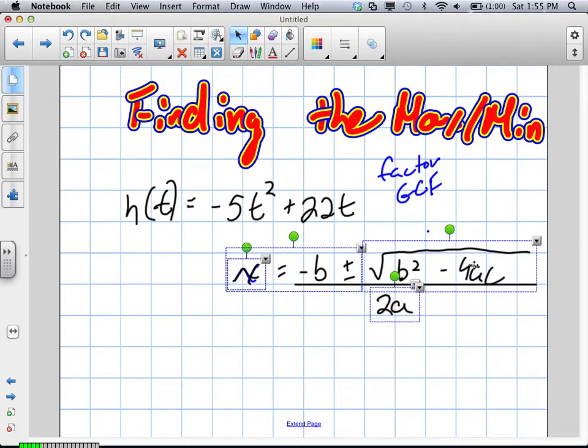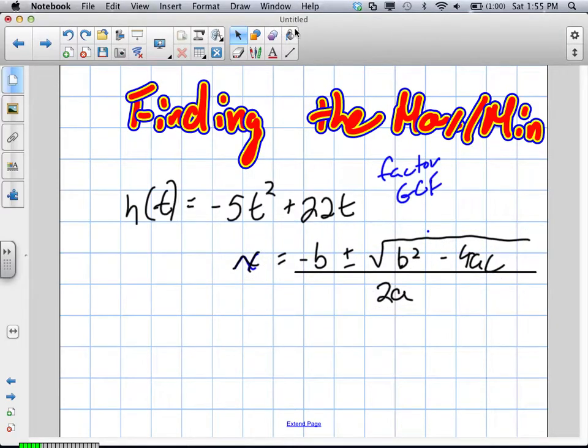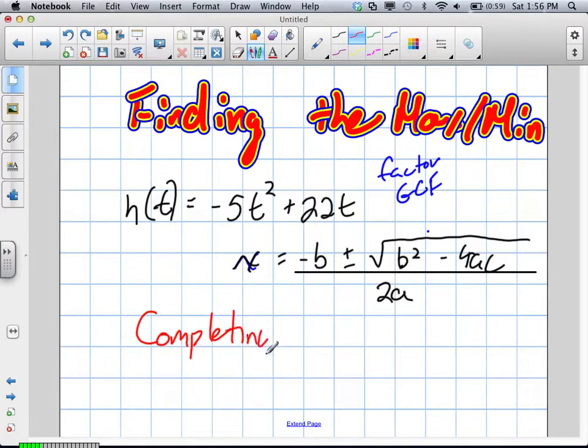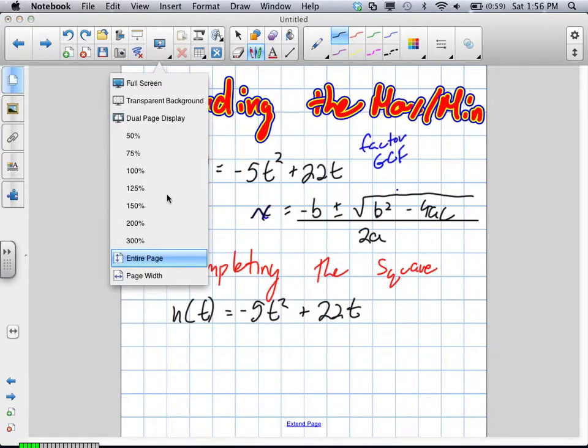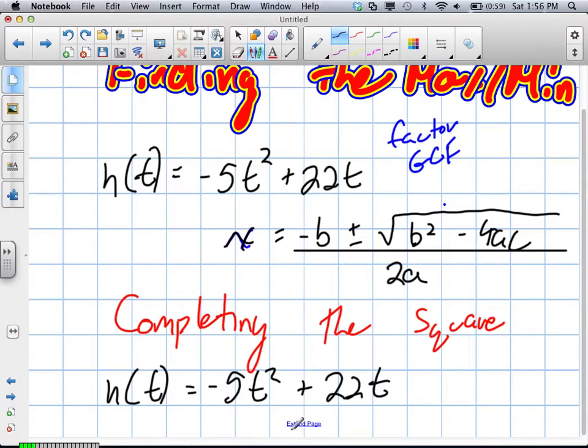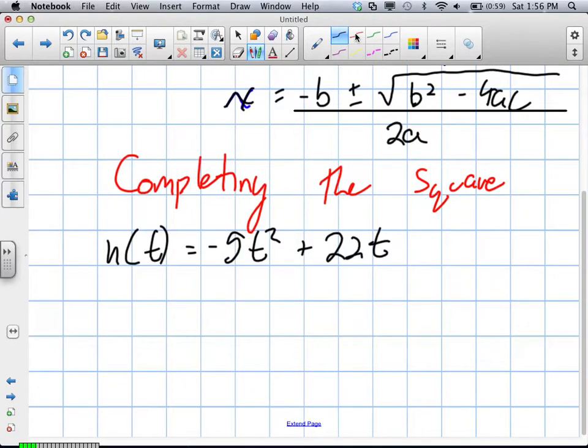I'm going to move this to the side. It's going from standard to vertex form, which is called completing the square. Completing the square is a little more complex. We're going to try it in this one: h(t) equals negative 5t squared plus 22t. Now in completing the square, the first thing we do is divide the first two terms, in this case both terms, by our a value, which is negative 5. So we're going to divide both of these by negative 5.